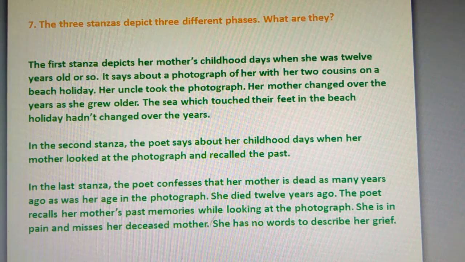The three stanzas depict three different phases. What are they? The first stanza depicts her mother's childhood days when she was 12 years old or so. In the second stanza, the poet says about her childhood days when her mother looked at the photograph and recalled the past. In the last stanza, the poet confesses that her mother is dead as many years ago as her age in the photograph. Got it?